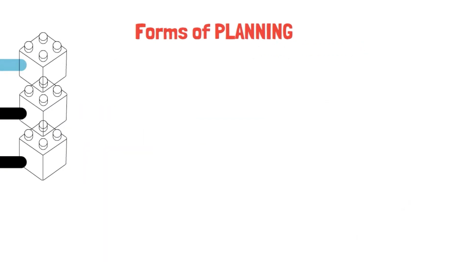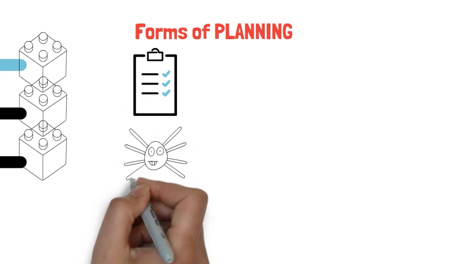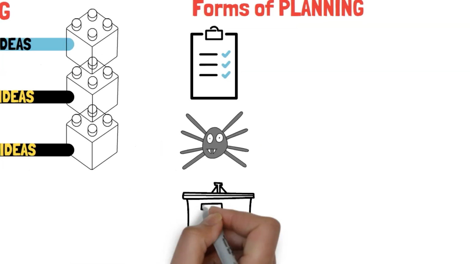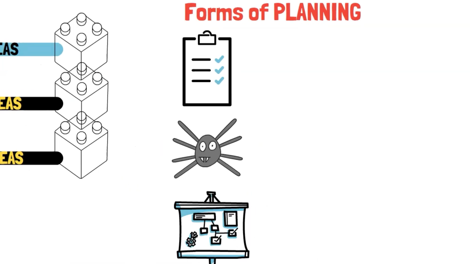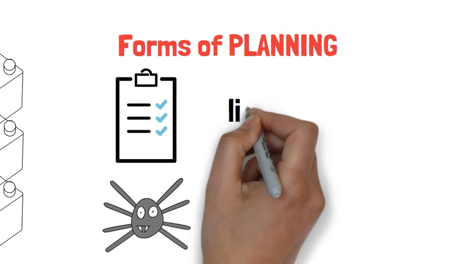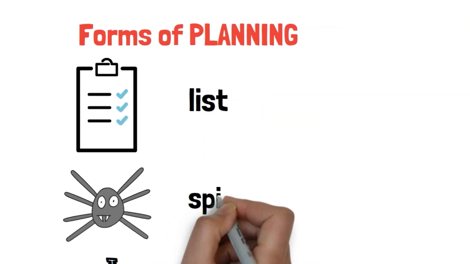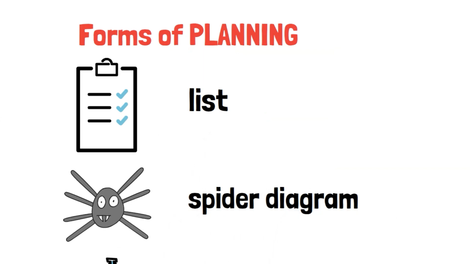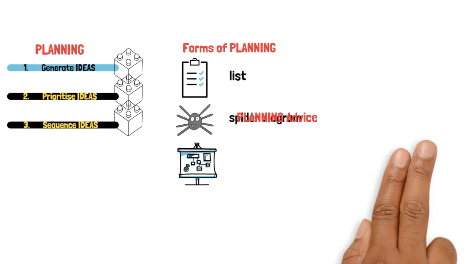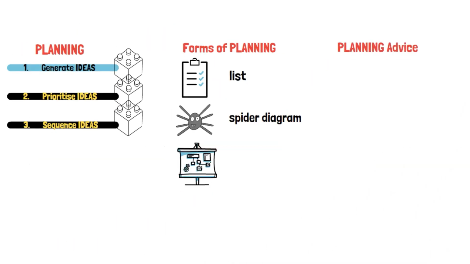I encourage you to experiment with different forms of planning under timed conditions, and you'll find one that just fits the way your brain works. In this video, I'm going to use a list, although when I'm writing on paper instead of typing, I use a spider diagram.